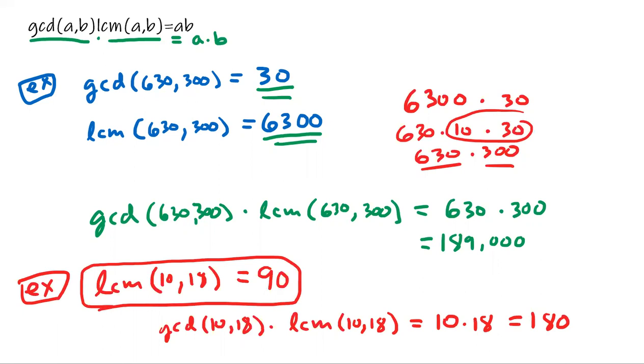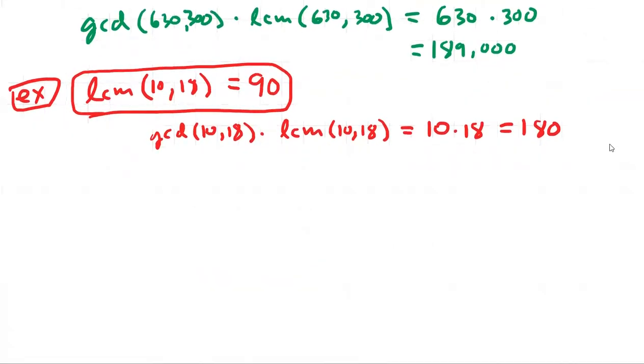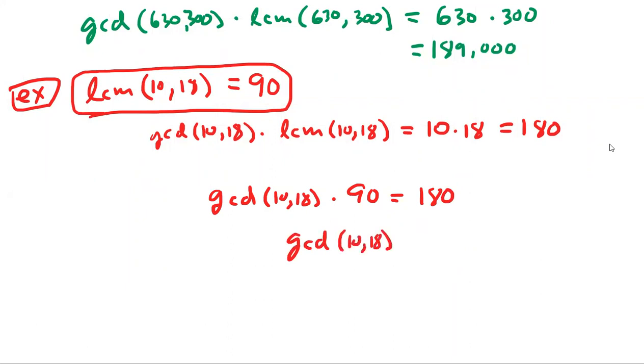All right, so if that's the case, if I substitute that in, let me scroll down just a little bit. So if I substitute that in, I know that this is 90. So I know the GCD of 10 and 18 times 90 must equal 180. Well, if I divide both sides by 90, the GCD of 10 and 18 must be 180 over 90, or just 2. Well, is that the case? The greatest common divisor between 10 and 18 is 2?